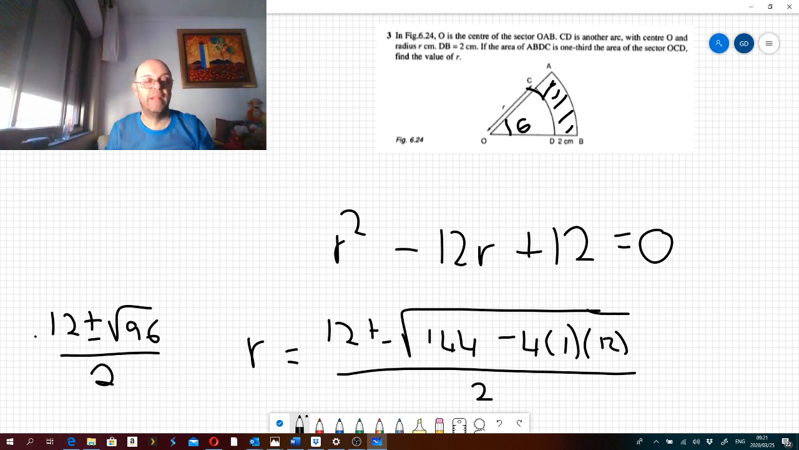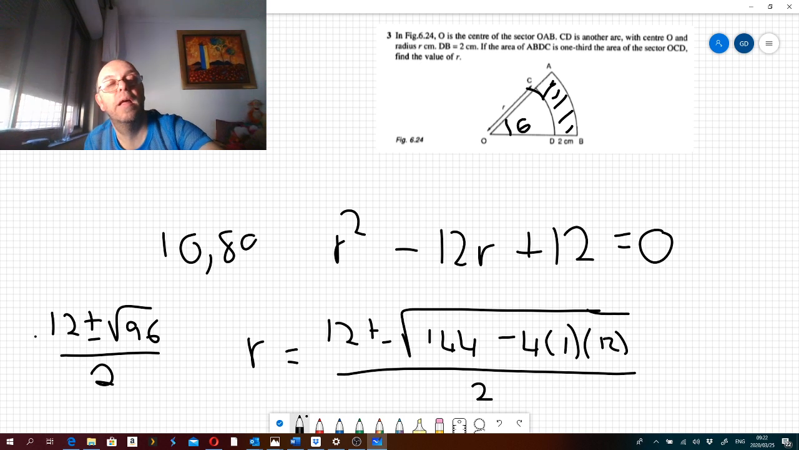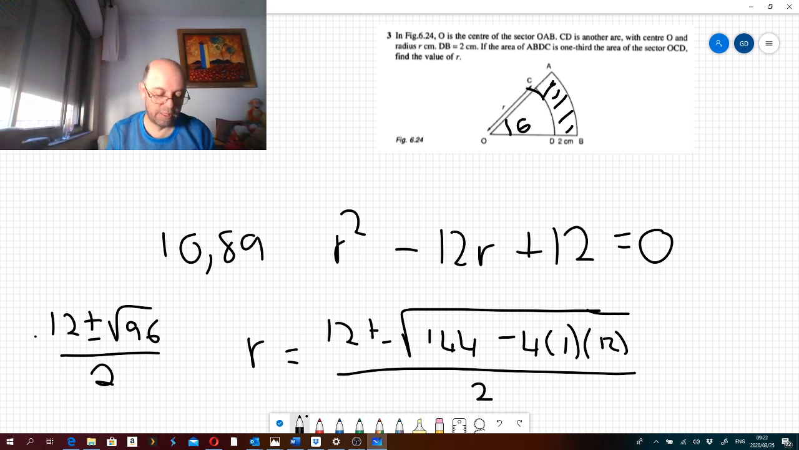So let's go and see what that gives us. So 12 plus root 96, divided by 2, gives us an answer of 10.89. And if I go 12 minus root 96, I get an answer of 1.1.